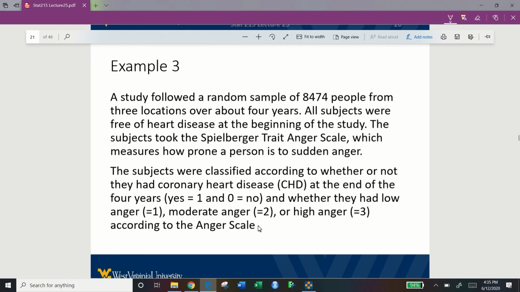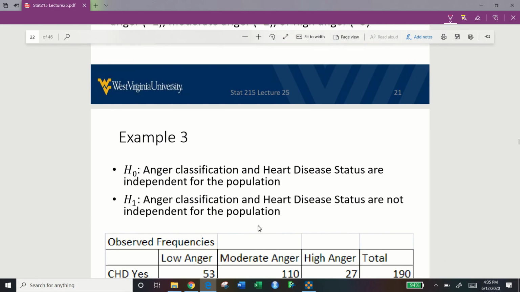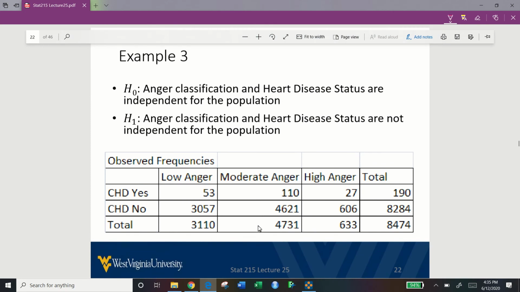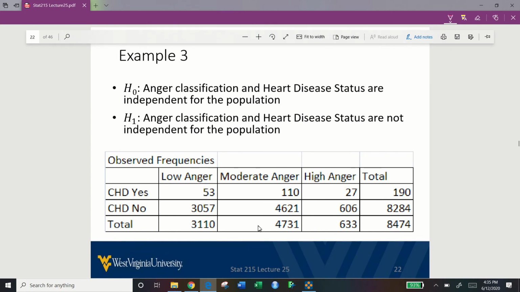Yes was labeled as 1 and 0 was labeled as 2. And whether they had low anger, which was labeled as 1, moderate anger labeled as 2, or high anger labeled as 3, according to the anger scale. To clarify, this means our null hypothesis was that the anger classification and heart disease status are independent for the population. The alternative hypothesis would be that the anger classification and heart disease status are not independent for the population.